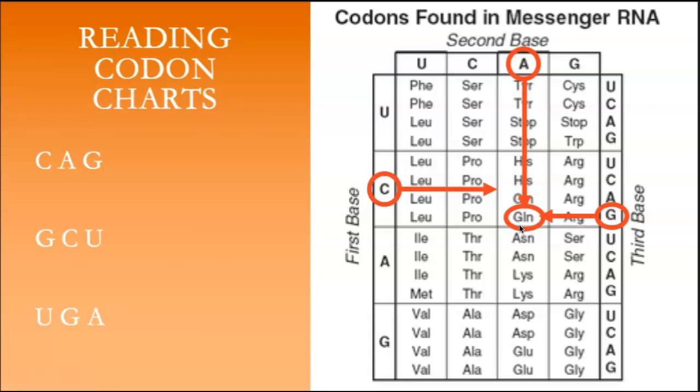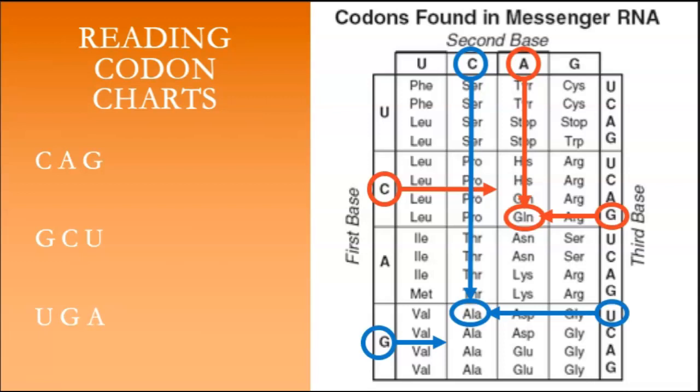Another example could be GCU. Before I go through and show you how to do it, maybe go ahead and pause and see if you can do it on your own. So again, we're looking at GCU. I'm going to start at G, over to C, down to U, that's in that particular box. And my amino acid is going to be alanine.